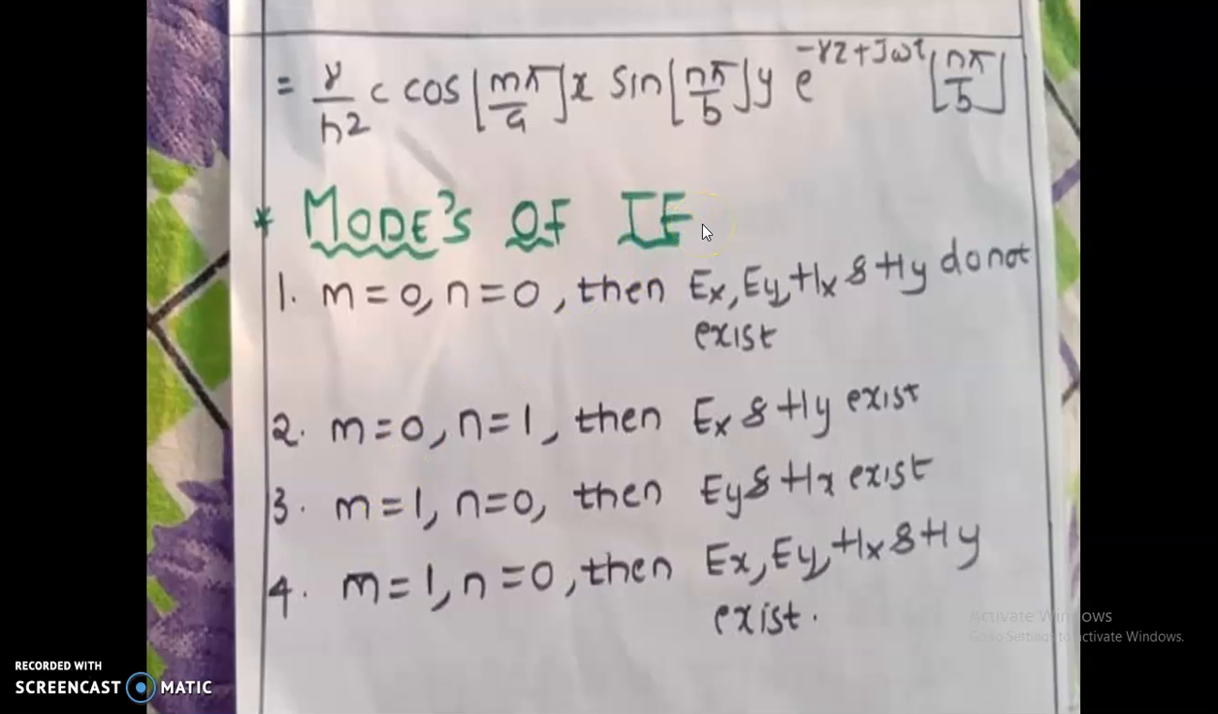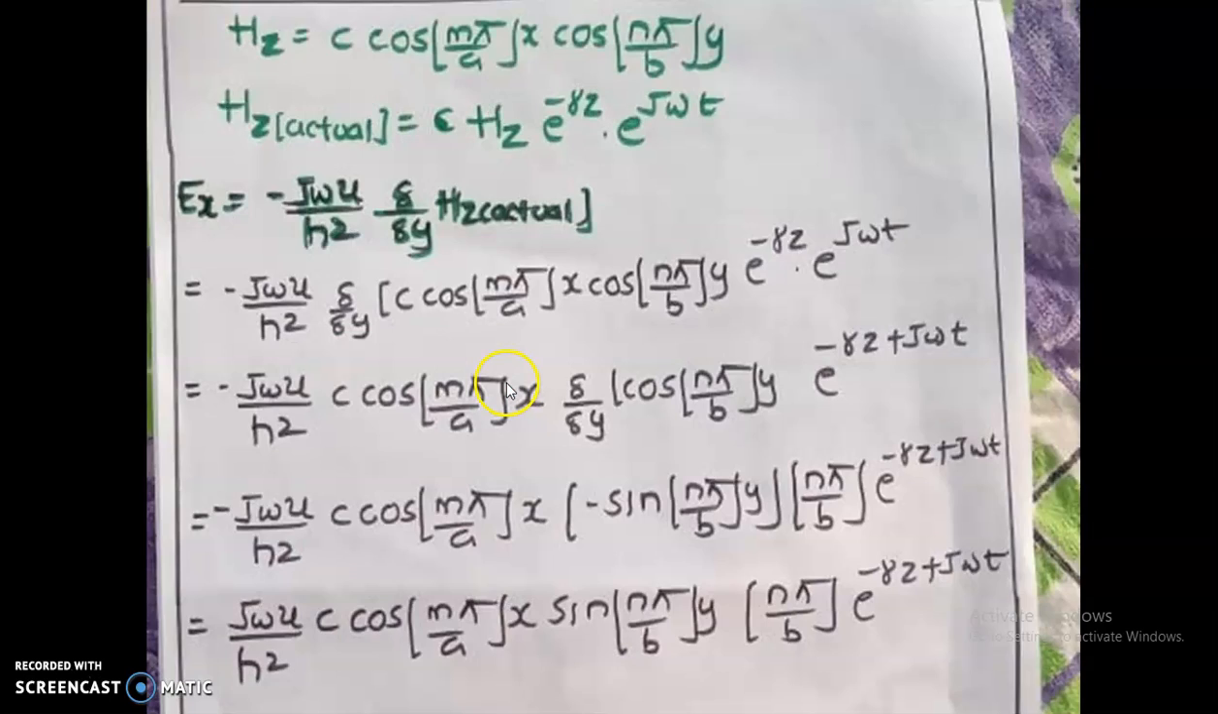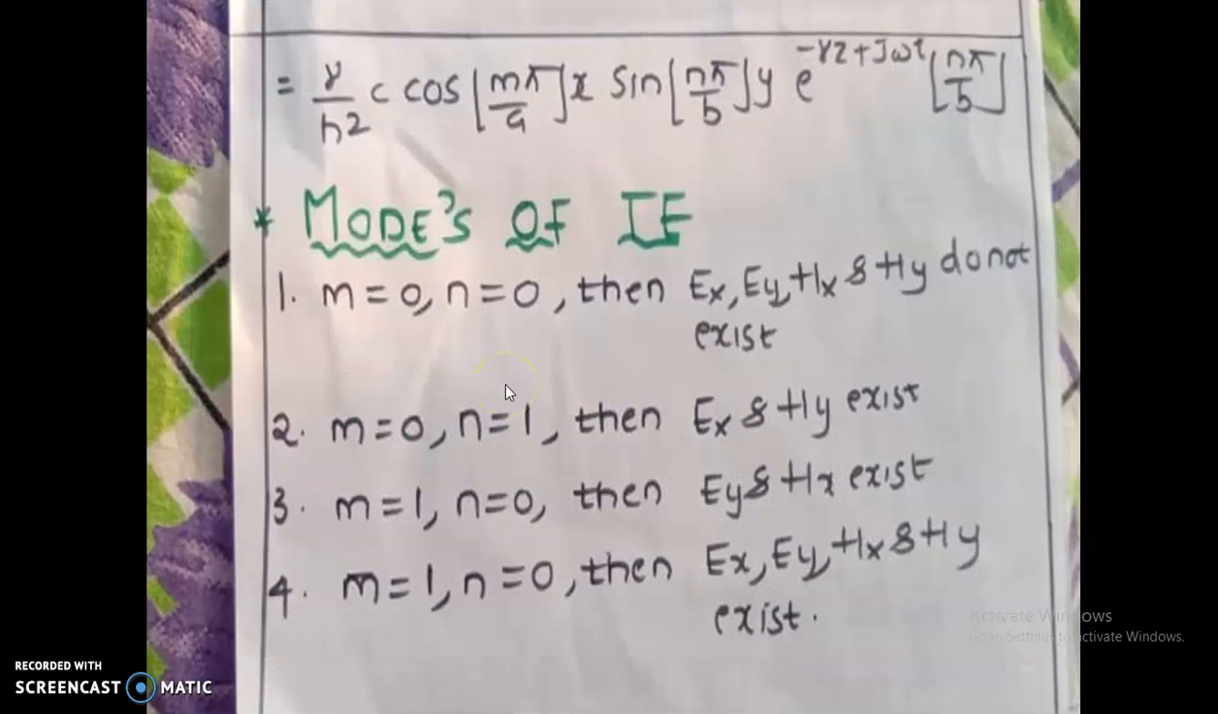Once you have got Ex, Ey, Hx, Hy, we can go for the modes of TE. So how can we find the modes? As we already got Ex, Ey, Hx, Hy, you just substitute m equal to 0, n equal to 0 in all these four equations. Obviously when you substitute, you're going to get all zeros. So Ex, Ey, Hx, Hy do not exist because all the fields vanish.